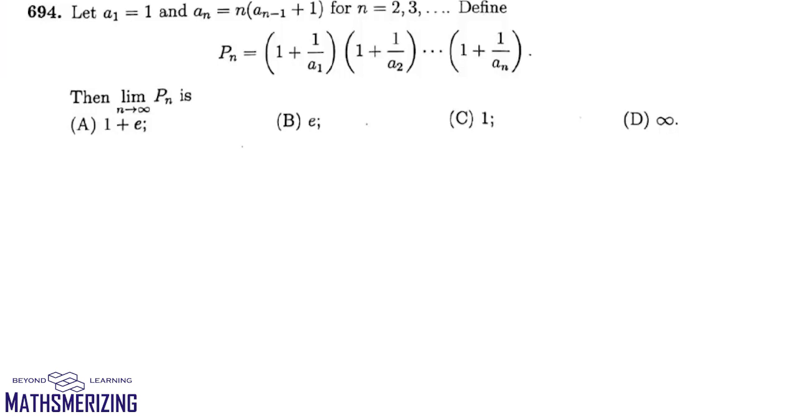Now here the question is, let a1 equals 1 and an equals n into an-1 plus 1 for n equals 2, 3, 4. Define Pn as (1 plus 1 upon a1) into (1 plus 1 upon a2) up to (1 plus 1 upon an). Then we need to find this limit n tends to infinite Pn.